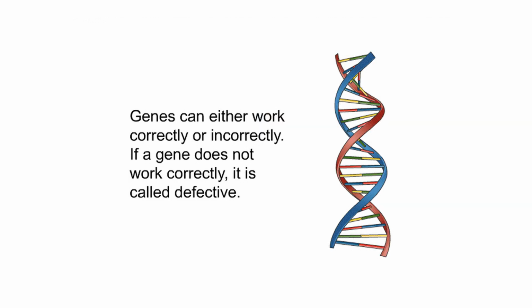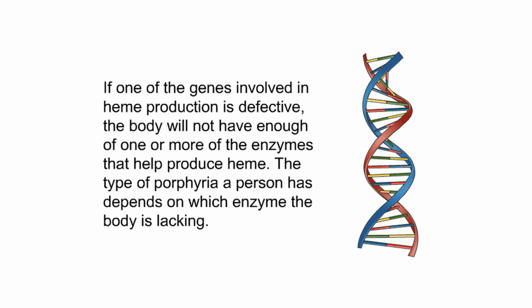Genes can either work correctly or incorrectly. If a gene does not work correctly, it is called defective. If one of the genes involved in heme production is defective, the body will not have enough of one or more of the enzymes that help produce heme. The type of porphyria a person has depends on which enzyme the body is lacking.